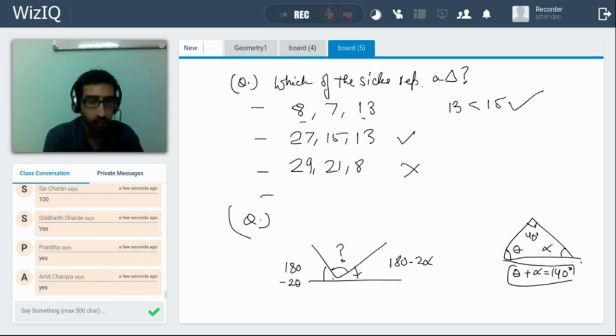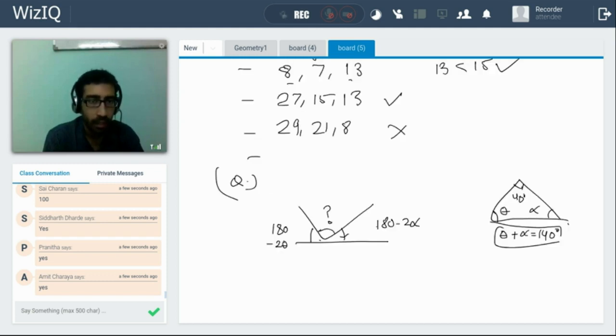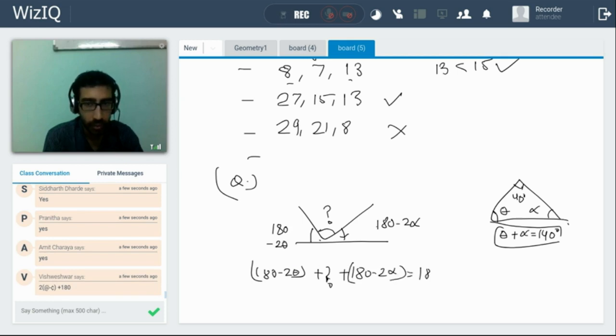Okay. And therefore, if we know this, can I calculate this question mark angle? Absolutely. How? Since the sum of these three angles is 180 degrees, I can simply say that 180 minus 2 theta plus the question mark angle, let me just write it as a question mark, plus 180 minus 2 alpha, this sum is without a shadow of doubt 180 degrees.